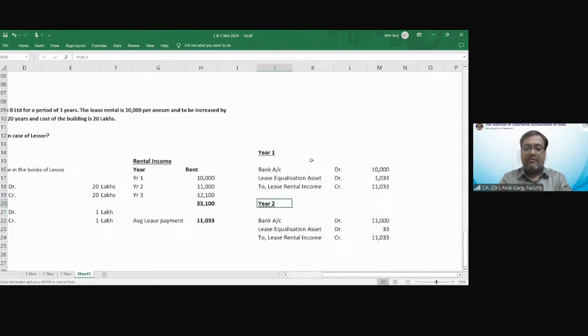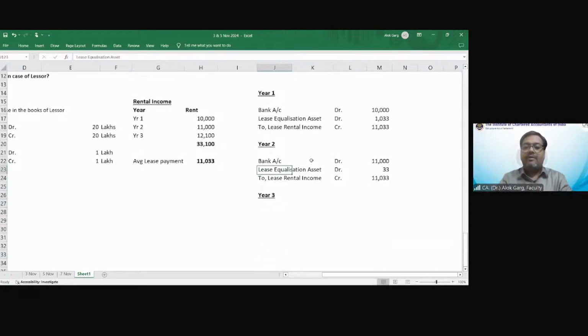Right. What will happen in year 3? Again, you will get the money. Bank account debit by what value? 12,100. To lease rental income, 11,033. Credit. Now there is a difference between debit and credit: 1,067. This will be credit. But what about the lease equalization asset? Reverse. The lease equalization asset will be credited.